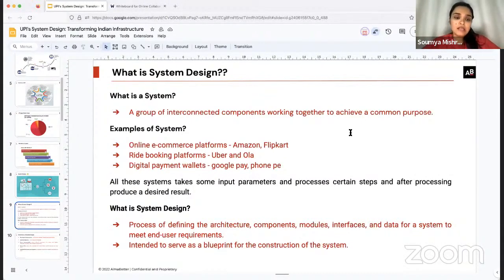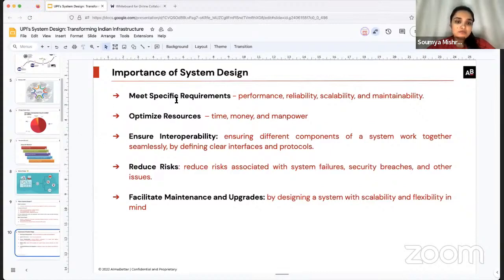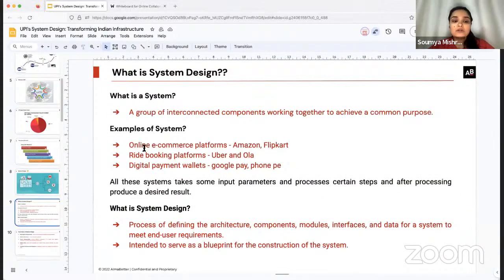Now, examples of systems: online e-commerce platforms like Amazon, Flipkart; ride booking platforms like Ola, Uber; digital payment wallets like Google Pay, PhonePe, Paytm wallet, and so on. Now, what is system design? The process of defining the architecture, the components, the modules, the interfaces, and data for a system to meet end user requirements. That is what is system design. So this is what we will be doing in today's class.